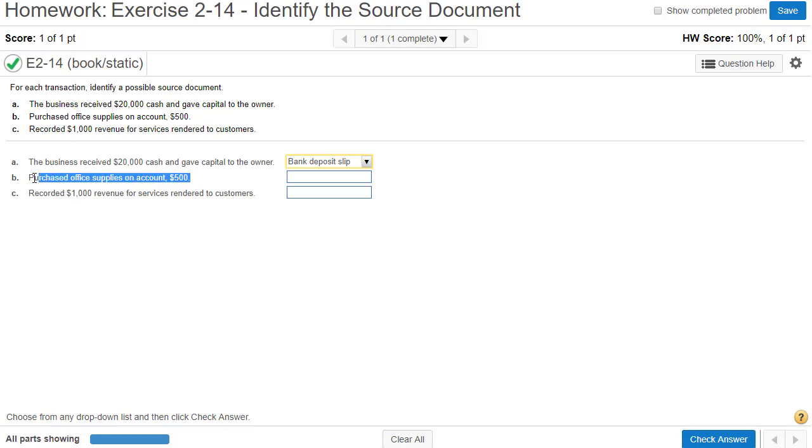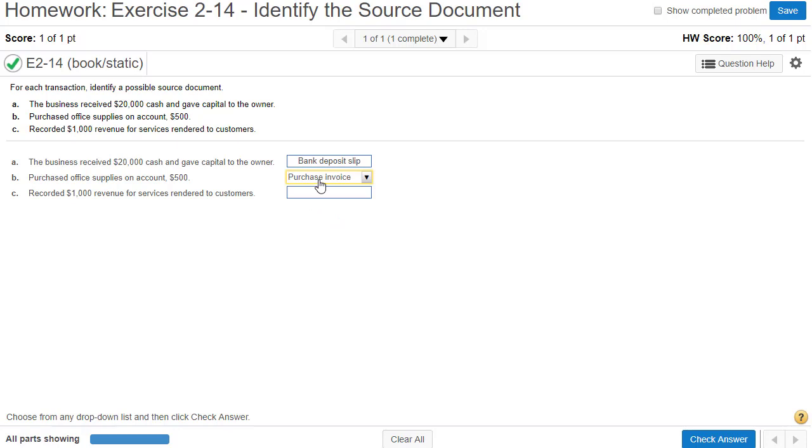Okay, now we have transaction B. In this transaction, office supplies were purchased on account. Well, what kind of a source document, in other words, a business form, would tell us that office supplies were bought on account? Well, that would be a purchase invoice.